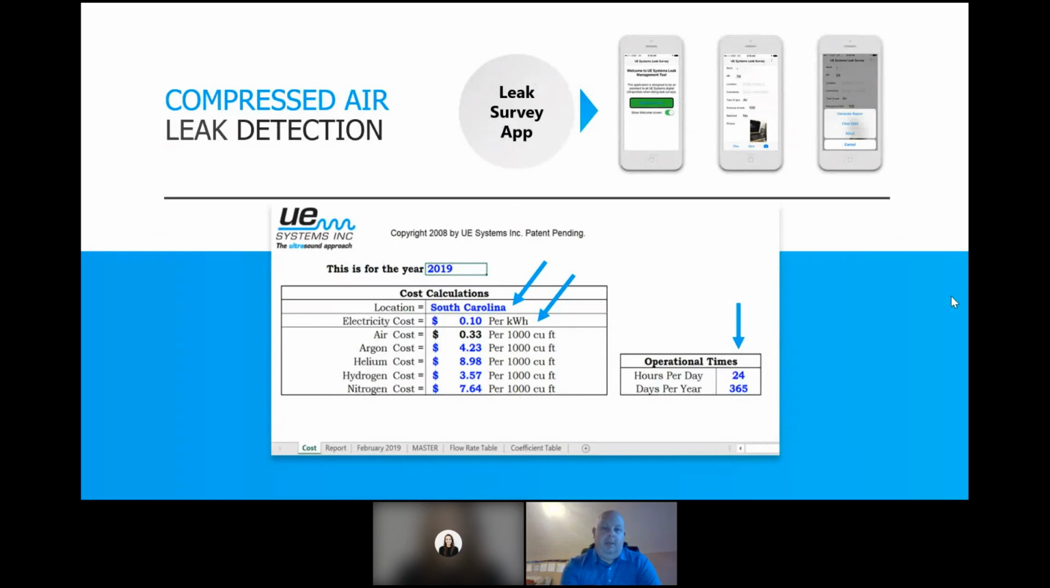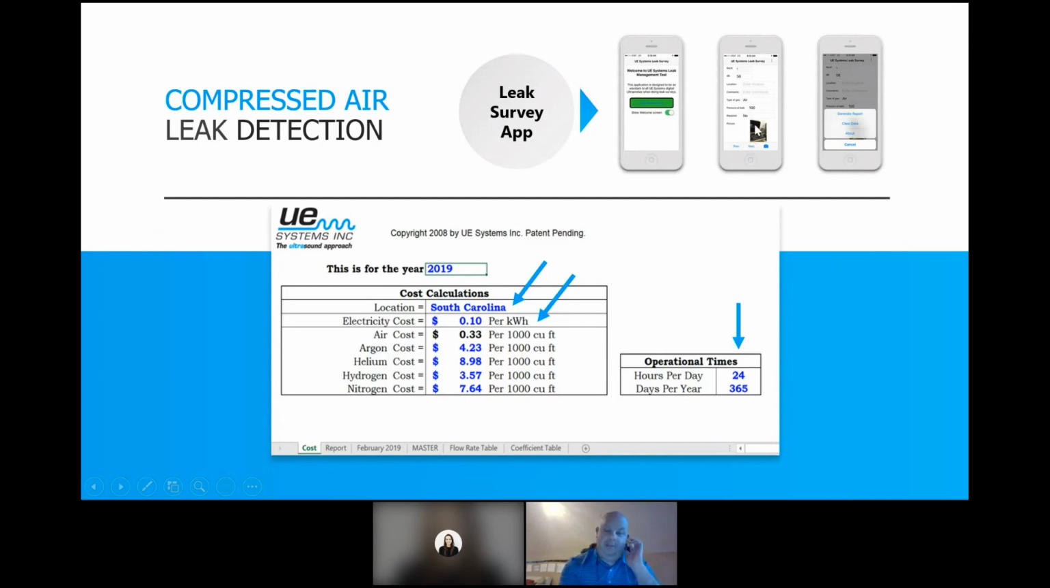And so in the leak survey app, we can enter all that information. We enter the decibel level. We can type in a description of where that leak is, the type of gas. So we have it set up not only for air, but also argon, helium, hydrogen, and other. So if your other is nitrogen, then you just simply rename other and call it nitrogen. And then for any of those specialty gases, you would just enter in your cost per 1,000 cubic feet of that gas. And we can also incorporate photos.